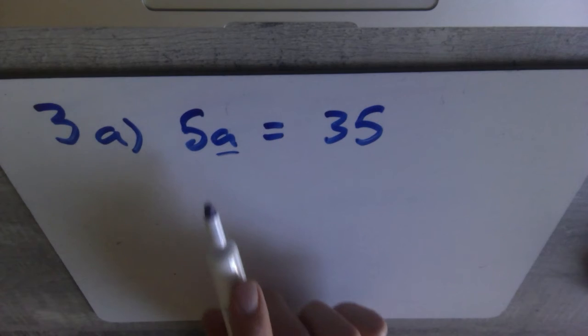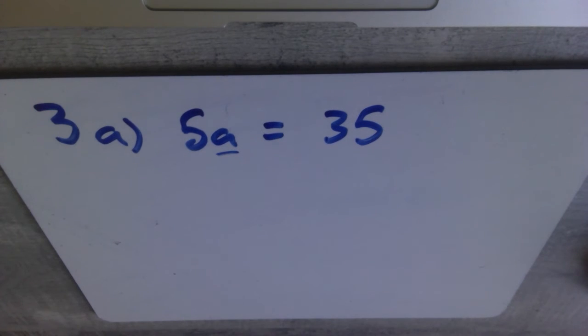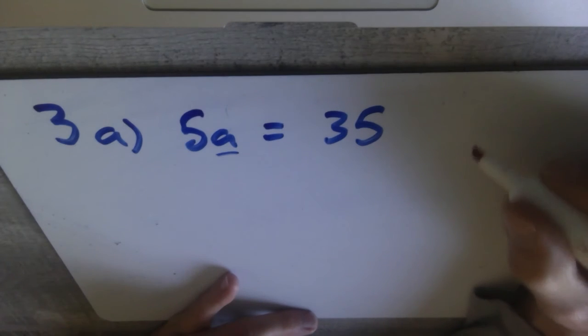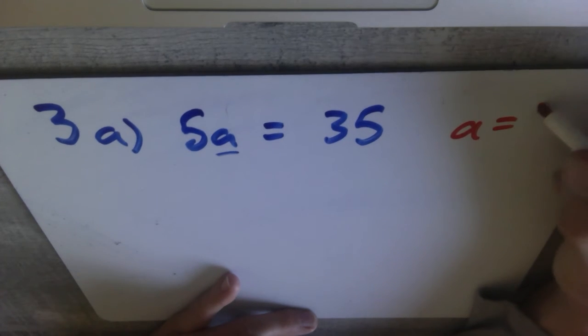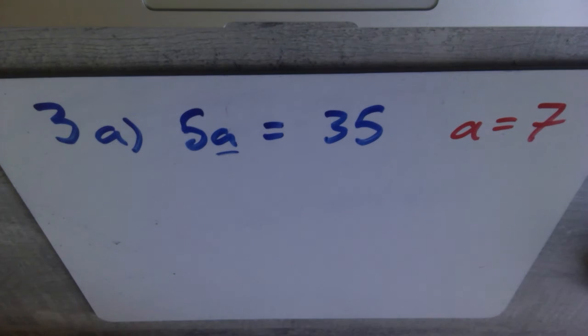So it's asking us to find this variable a. And remember, this means when a number is right beside a variable, 5 multiplied by a. So understanding our multiplication tables, 5 times what is 35? Well, 5 times 7 would give us 35. So a equals 7. So with this inspection method, we have to make sure we're good with our multiplication tables.